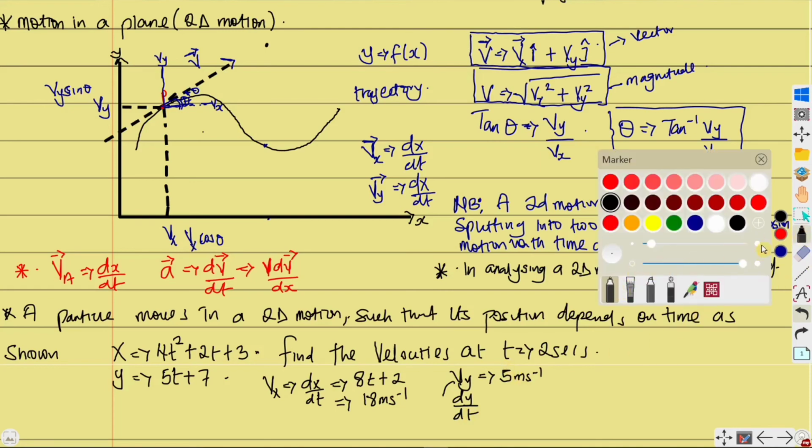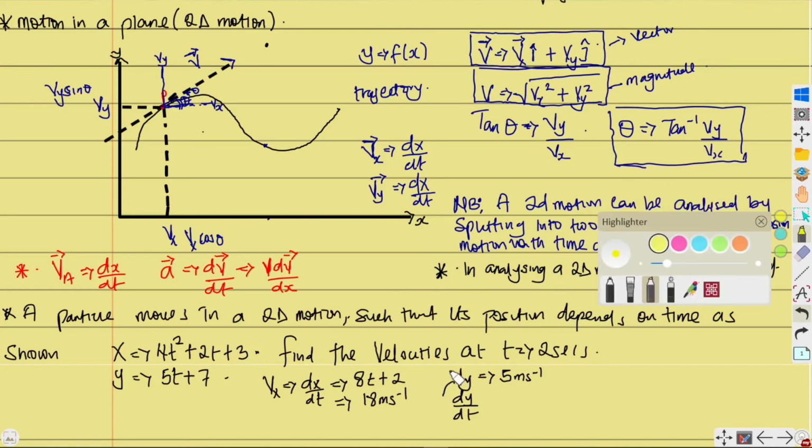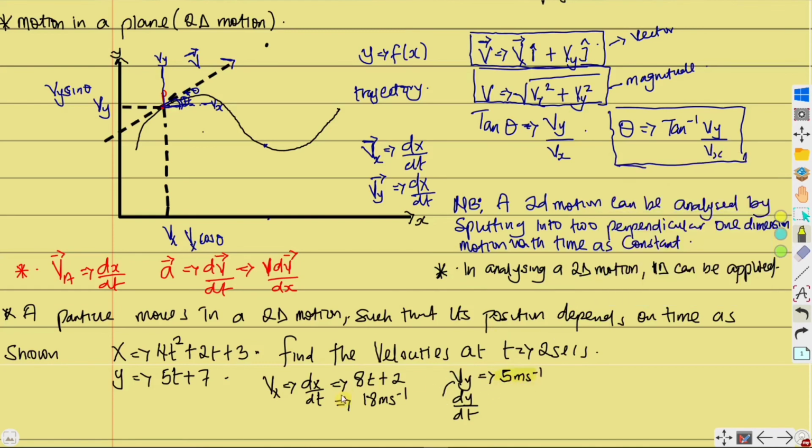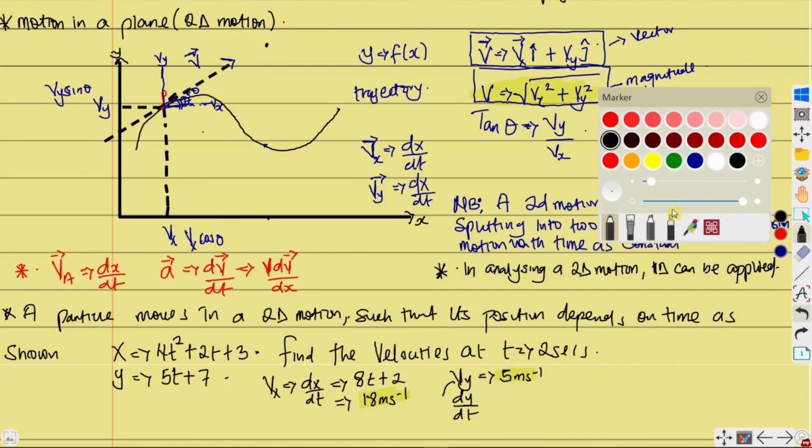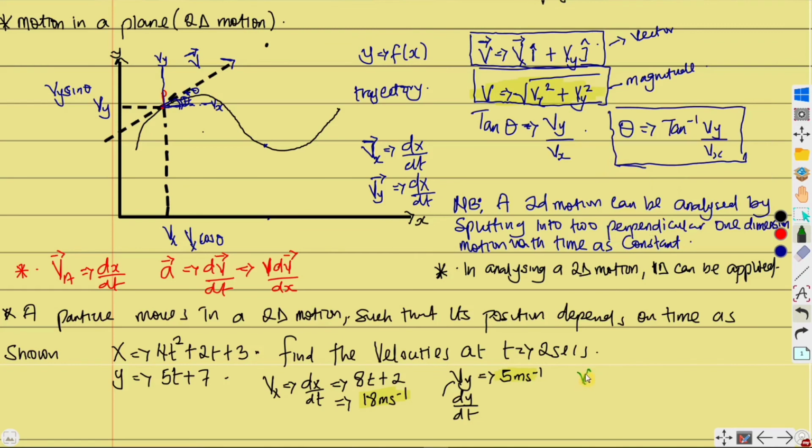Now, the question can actually ask you more, like asking you to calculate the magnitude and the direction of the 2D motion. If you want to do that, you just have to illustrate and understand. To get the magnitude, looking at the formula I've given you, the magnitude of velocity, which we call V, will be equal to the square root of Vx squared, that is 18 squared, plus Vy squared, which is 5 squared.